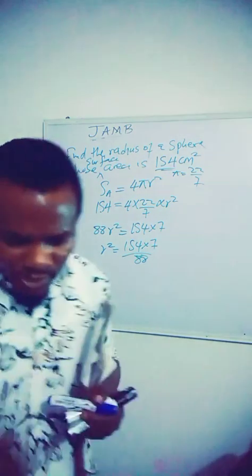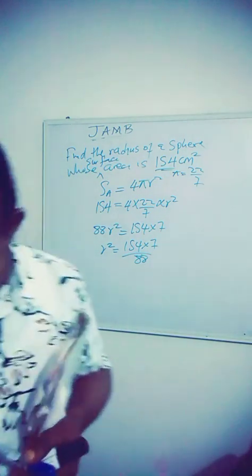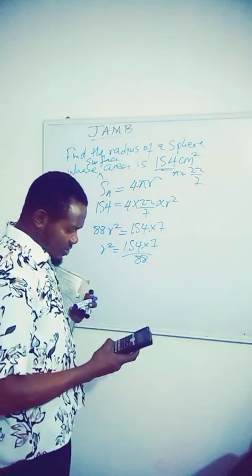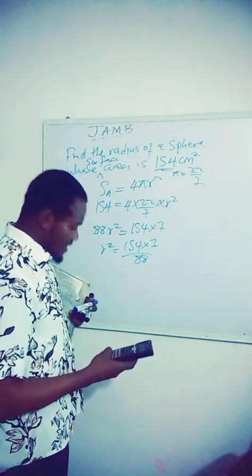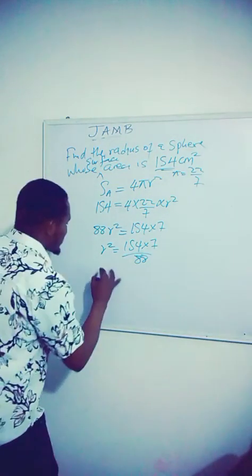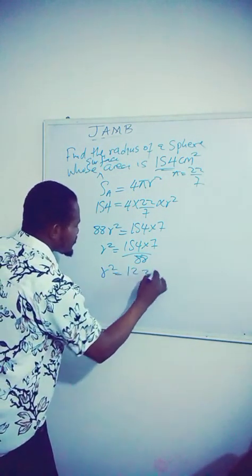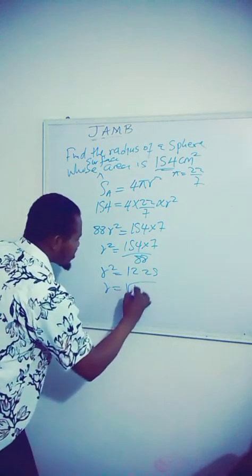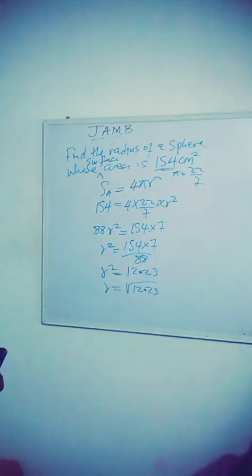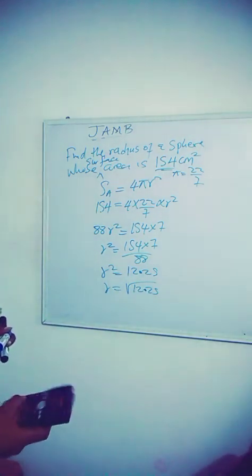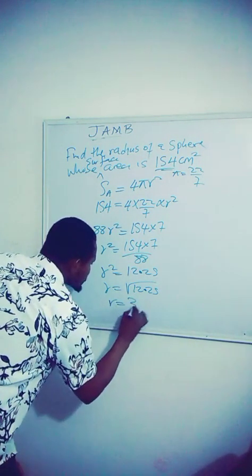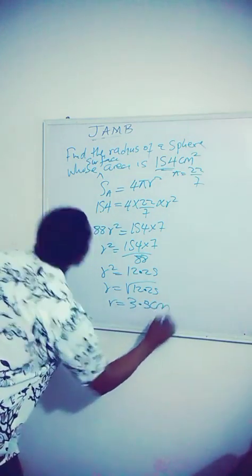So we can use our calculator to find the answer. That would be 154 times 7 divided by 88. So that is 12.25. So we have r squared is equal to 12.25. So r is equal to the square root of 12.25, which is 3.5. Therefore, r equals 3.5 centimeters.